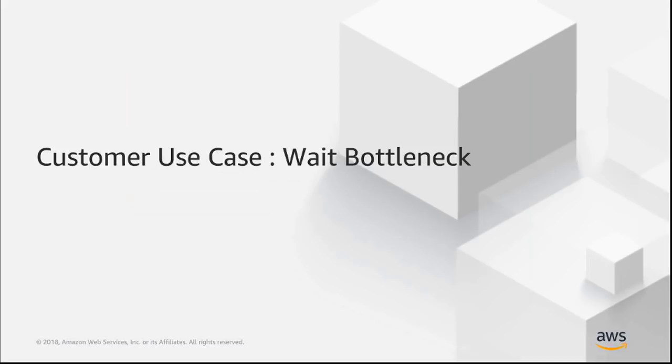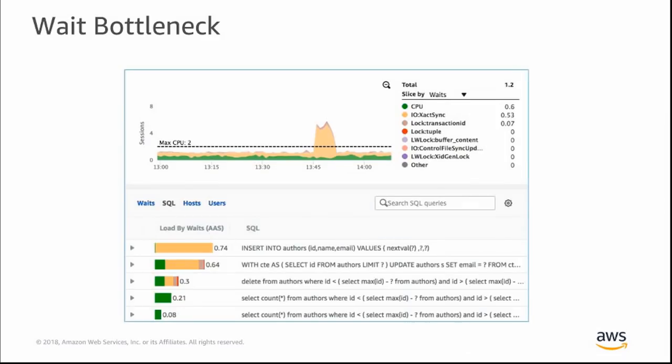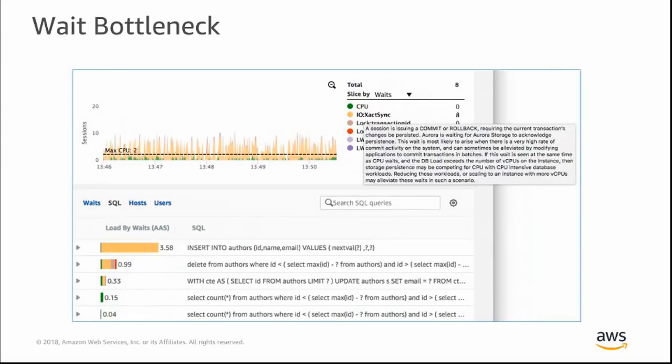Let's look at a second use case, a wait bottleneck. Here I have the dashboard, and I see a different configuration. It's similar. I see a spike in the middle to the right of the DB load chart, but instead of being green, now we have this light orange color. Again, I can click my mouse, drag it across and release, and I'll zoom into that bottleneck. Now I can see that this is light orange. I can look in the legend and see that the wait event here is IO:XACT sync.